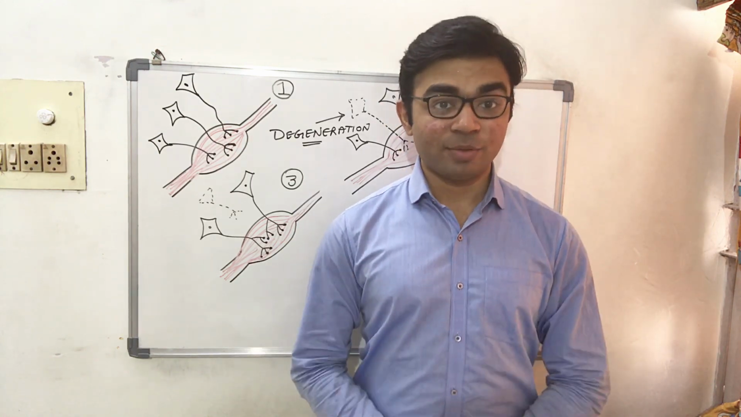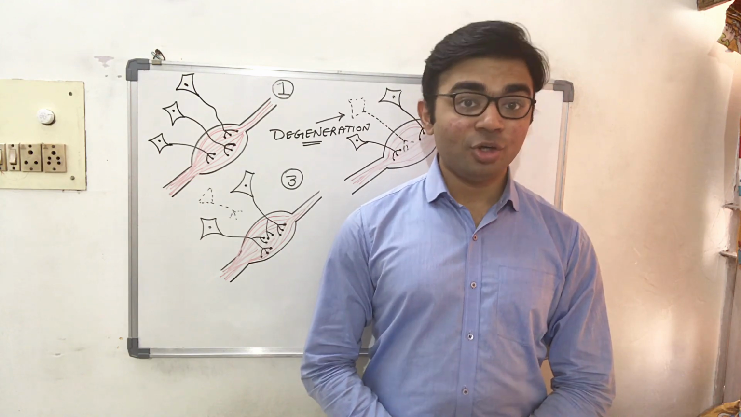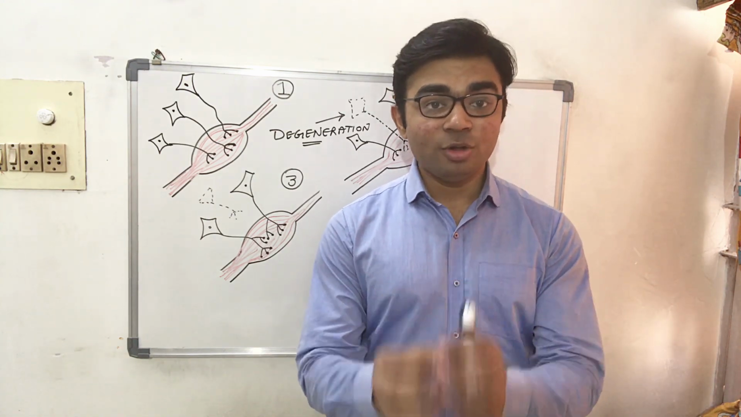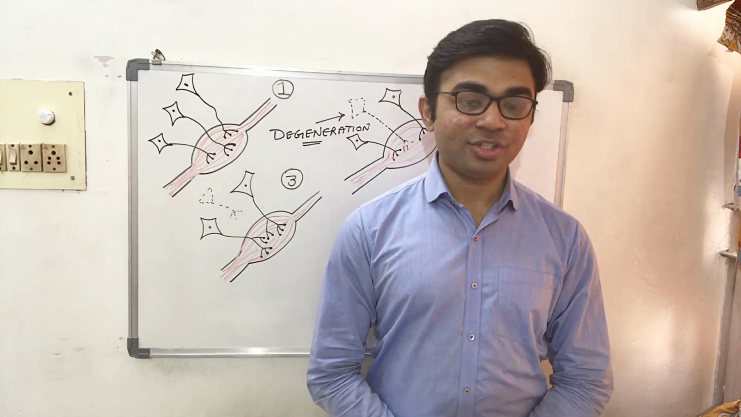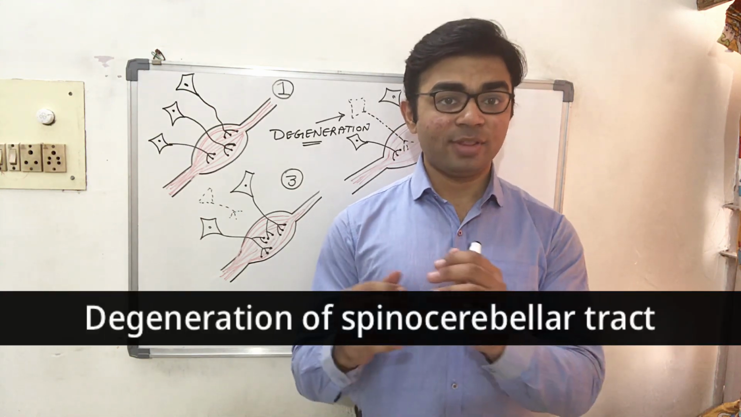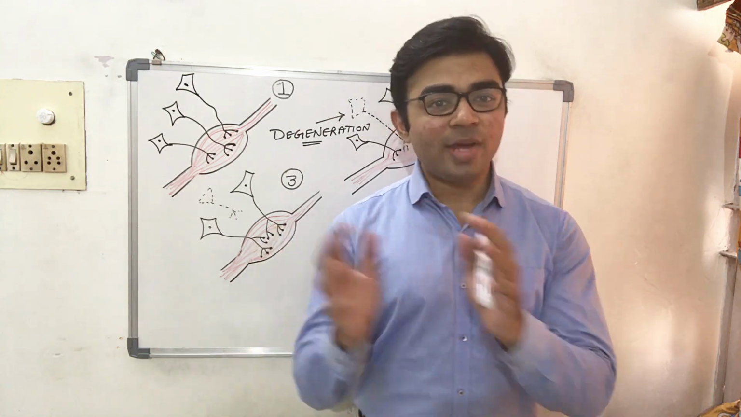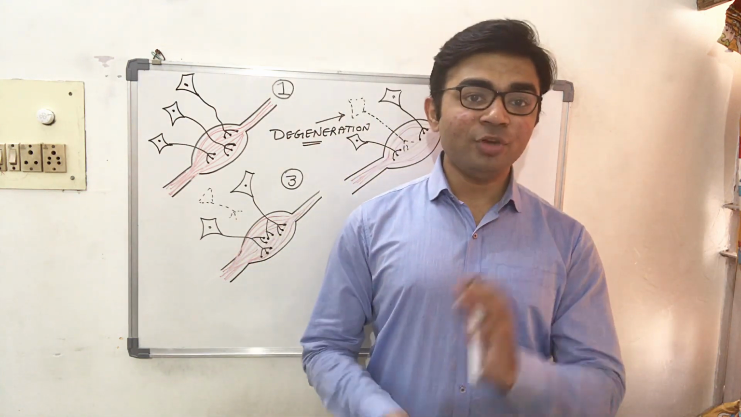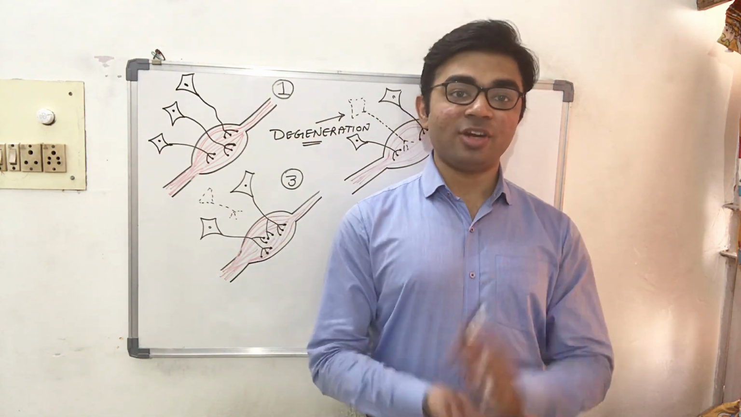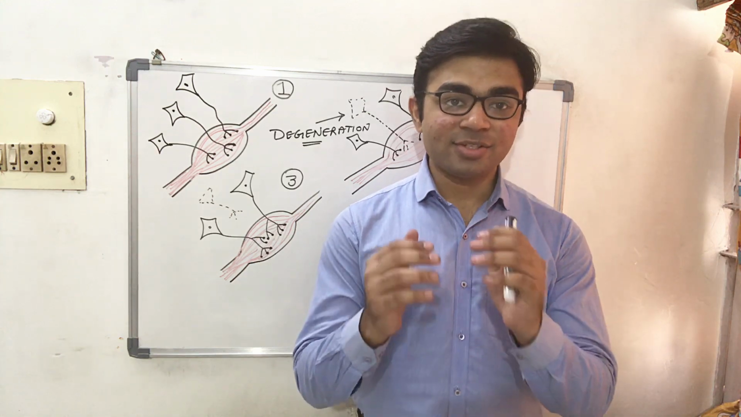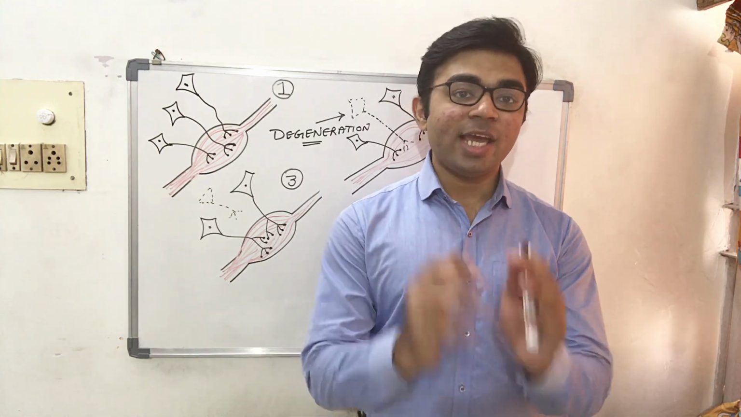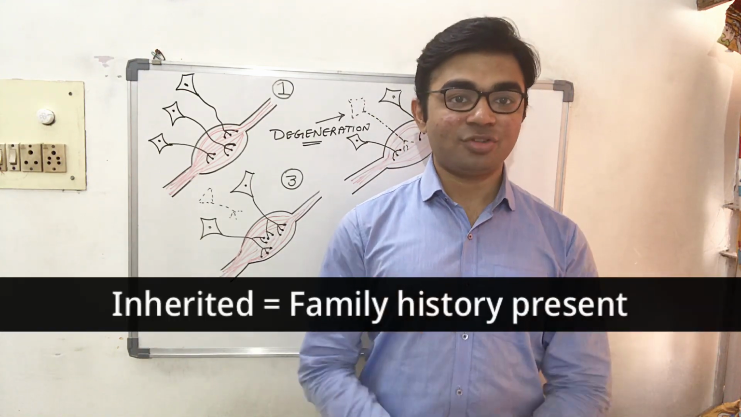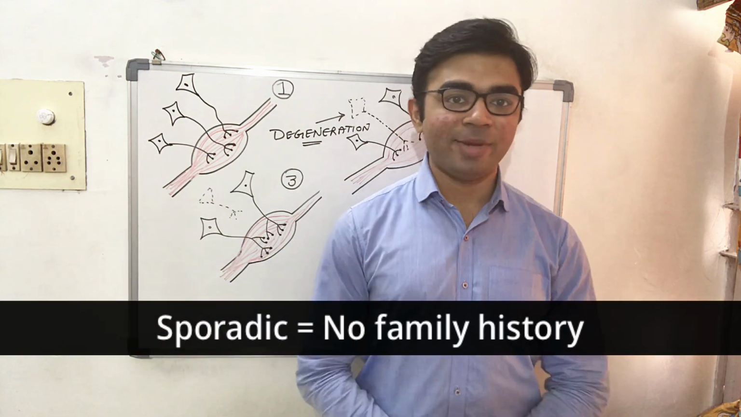And as we are discussing motor neuron diseases, sensory symptoms may be very rare, and also the spinocerebellar tract degeneration is very rare, and if they are affected, it is to a much lesser extent in comparison with the motor neuron degeneration. But a few things that we need to know, as I have mentioned earlier, is that motor neuron diseases are inherited as well as sporadic. Inherited means family history is present, and sporadic means there is no family history.